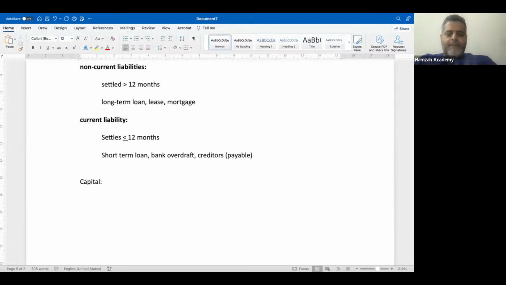Capital. Capital is invested economic benefits by the owner of the business. Those same economic benefits, if they are invested by the owner of the business, are called capital. For example, a rent-a-car, rent-a-bike, or cash, etc.